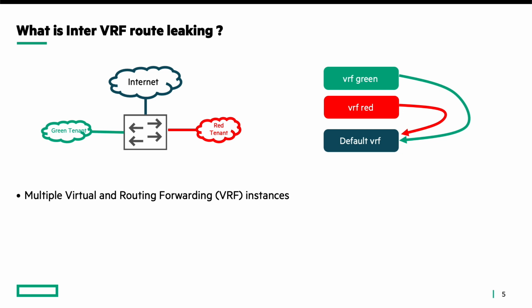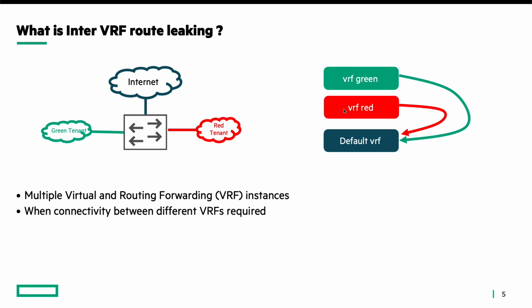Okay, so first, what is inter-VRF route linking? It's when you have multiple virtual routing and forwarding instances, so you want to segment your routing table into multiple compartments. It's very useful when you have different business units or customers that you want to isolate from each other. In this example, we have a green tenant, a red tenant, and let's say an internet VRF, which might be a kind of shared services.